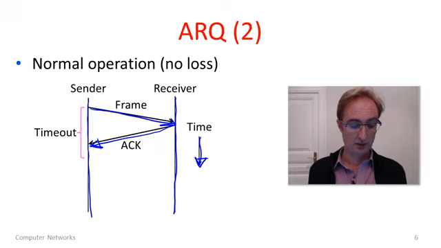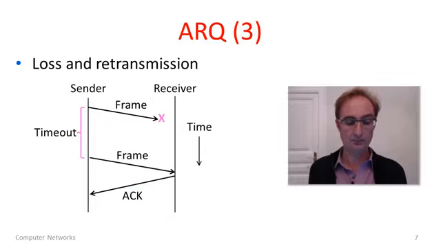This ACK is received before the timeout period passes, so the sender doesn't need to resend. Everything's good. The frame has been transferred across the network and no retransmissions are needed.